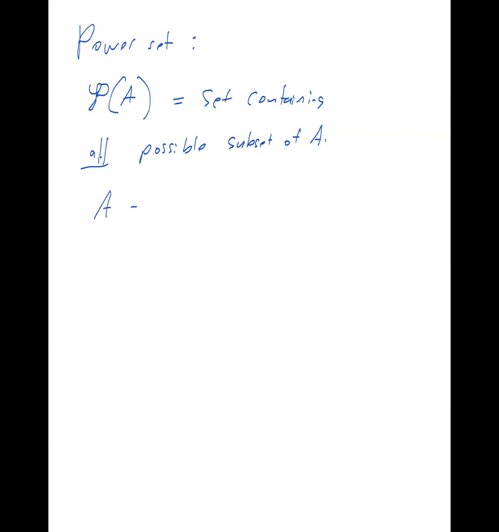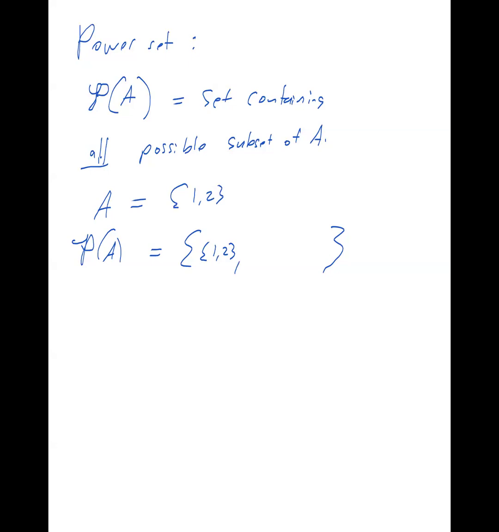If A has 2 things in it, 1 and 2, what's the power set of A? There's actually going to be 4 things in the answer. By the way, it's a set of sets, because it contains all the subsets of the set. So first of all, a set itself is always a subset of itself. So the power set always contains the original set.